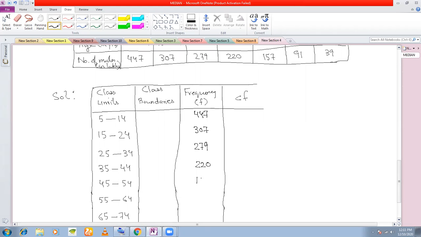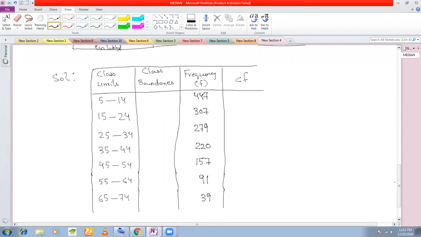Less than and more than. There are two types of cumulative frequencies, the less than type and the more than type. What we worked with in class 10, and what we will be working with, is only the less than type. So the cumulative frequency that we are talking about is actually the less than type.